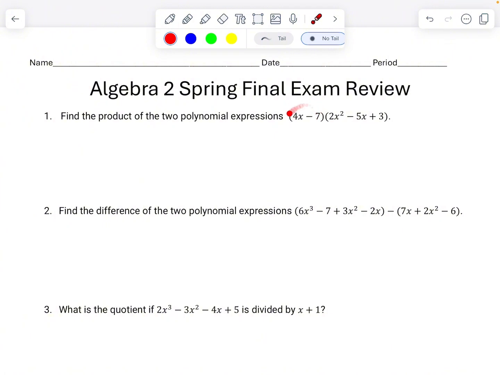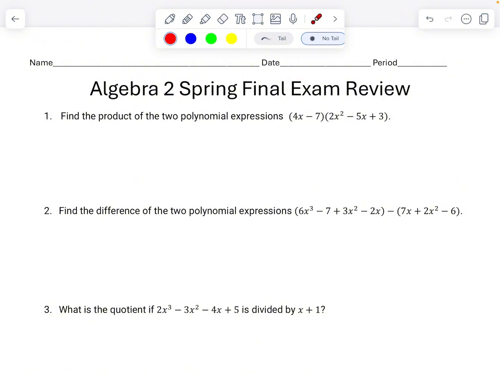So like this, I have two or more terms. I've got two terms here and I've got three here. So these are polynomials. And one of the first things we talked about with polynomials was operations on those polynomials, like multiplying, dividing, adding, subtracting, all that good stuff. So we're going to start with multiplication.